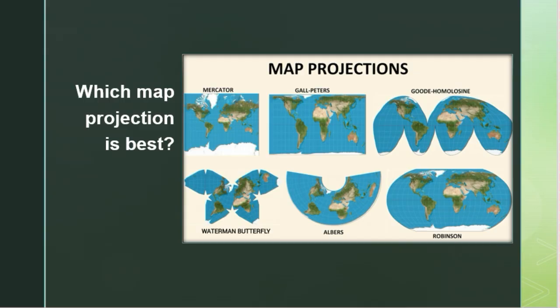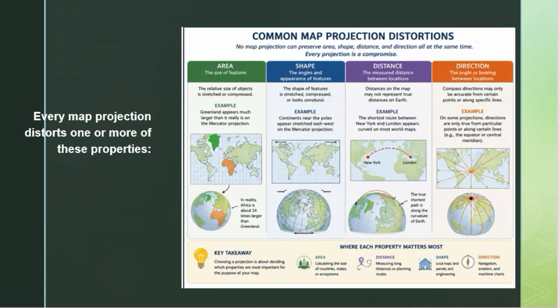And the question is not whether distortion exists, but what is being distorted. Different projections preserve different properties. Some maintain accurate area, making them useful for comparing the size of countries or ecosystems, and some preserve shape, distance, or direction, which are better suited for navigation, engineering, or regional mapping.